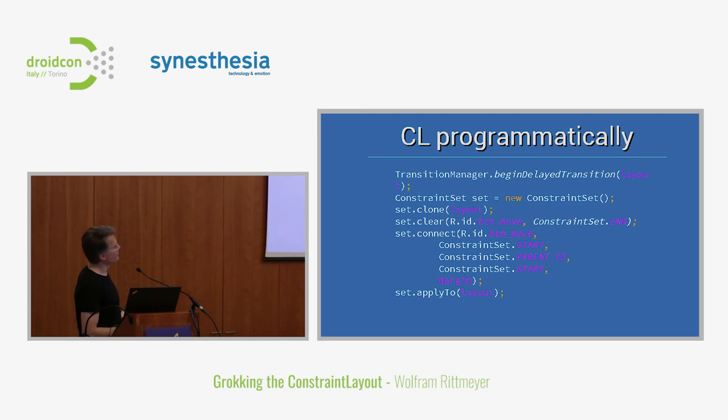At the top, I'm just saying, okay, I want this to appear animated. And I'm moving a button from the end of the screen to the start of the screen. So I'm telling here in the set.clear that I'm removing this one constraint on the button move. And then I'm using a new constraint instead. What this does for the button move, I constrain the start of this button move to the parent, and actually to the start of the parent using this margin. Then again, I say set apply to layout, and whoosh, your button moves to the other side.